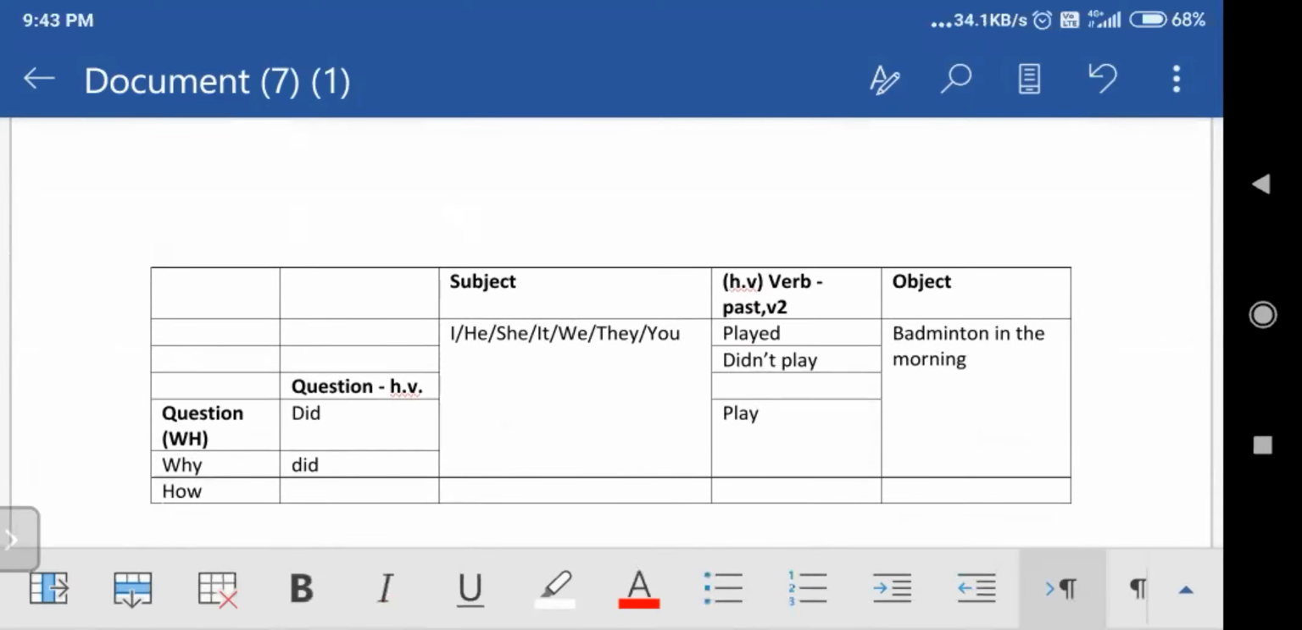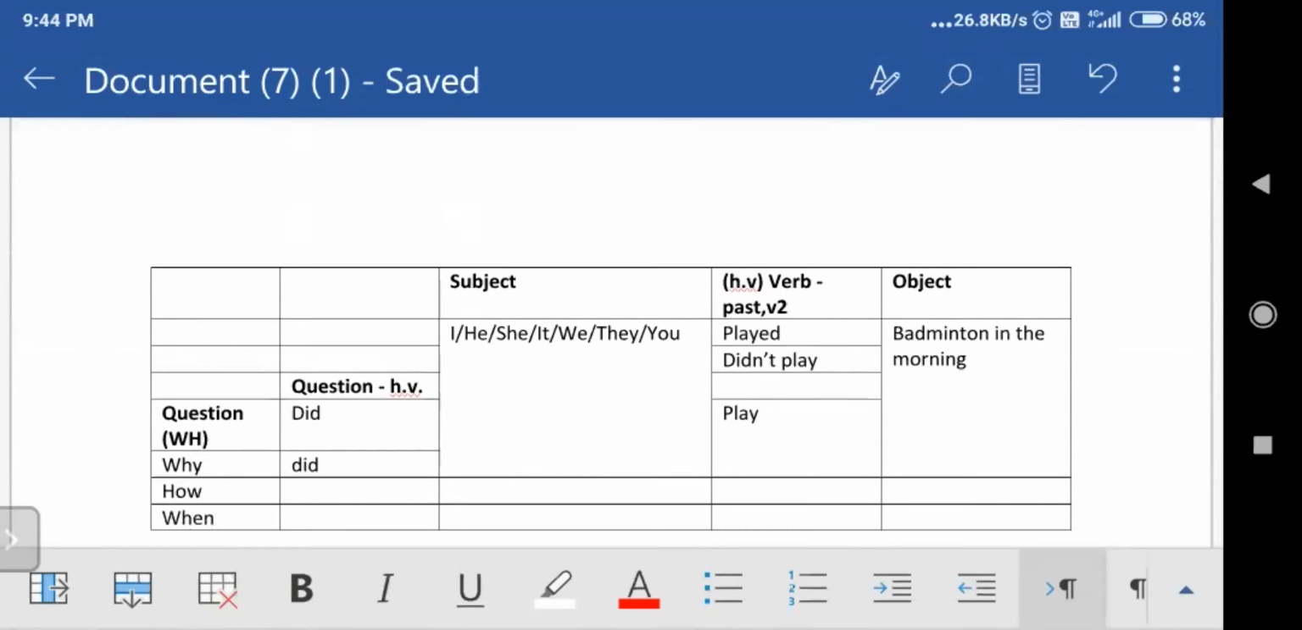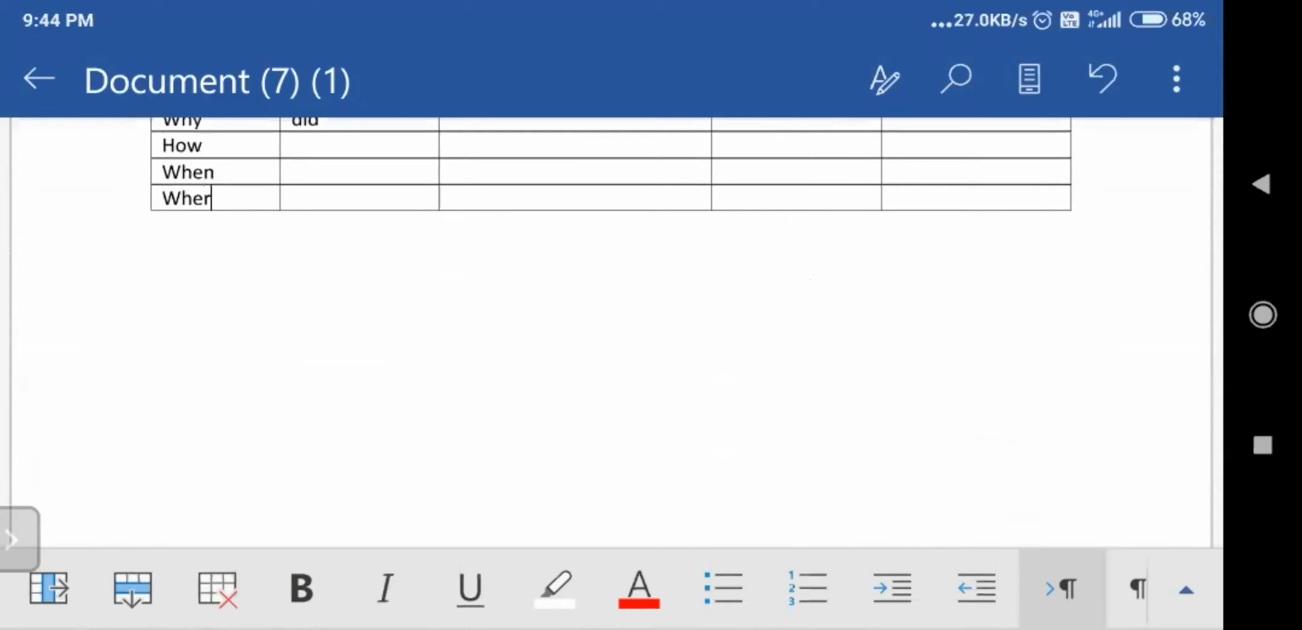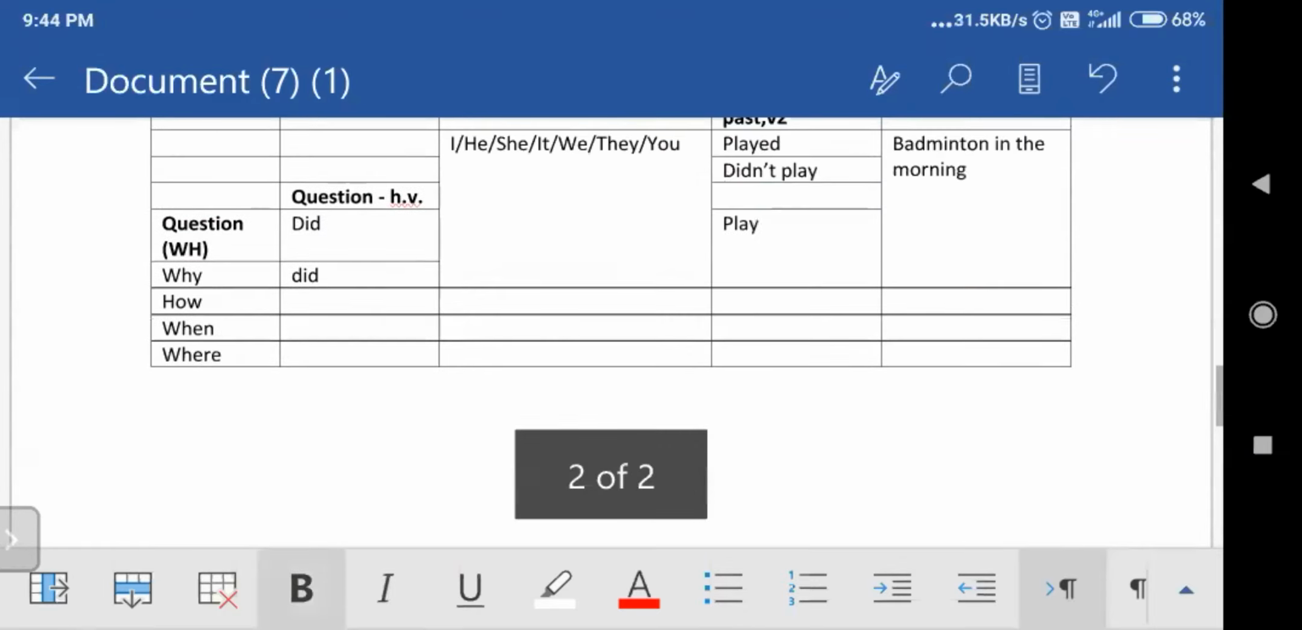Now, if we have how, again, you can see the same question can come. How did he play badminton in the morning? You can put one more question. When? When did he or when did they play badminton in the morning? Played it in the morning, but exactly when they're asking. You can even put more, like where did they play badminton in the morning, etc. All the forms will come here.